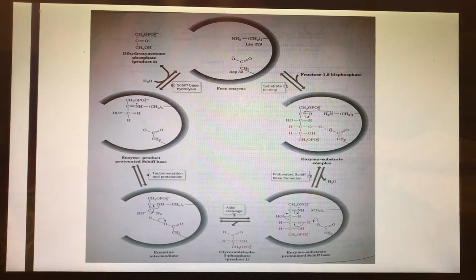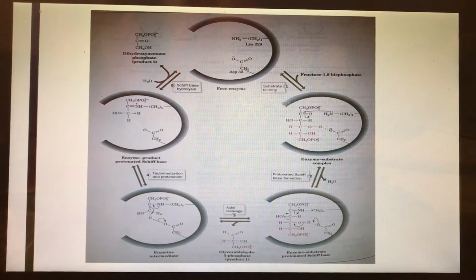In step 3, the C3-C4 bond of the carbon chain that came from the fructose 1,6-bisphosphate is cleaved, and glyceraldehyde 3-phosphate is released from the enzyme as a product. From this release of the glyceraldehyde 3-phosphate, an enamine intermediate is left behind.